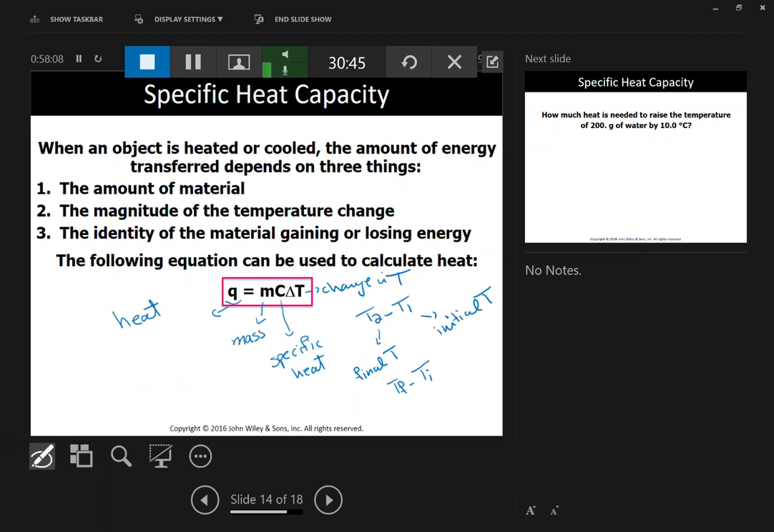So Q equals m c delta T. This is the equation we use in order to find the quantity of the heat that's involved in a chemical reaction. Make sure you memorize this equation.